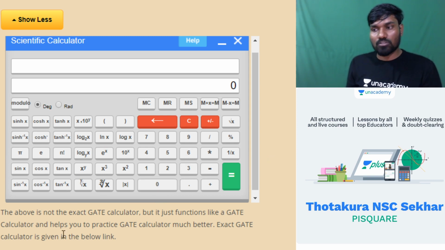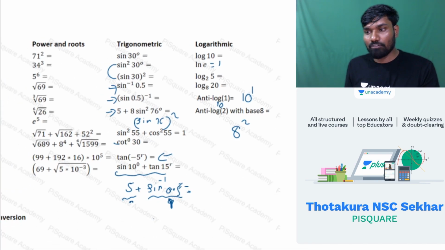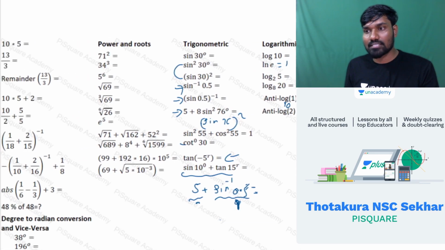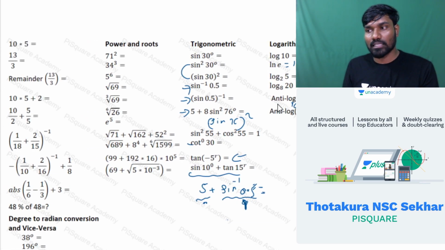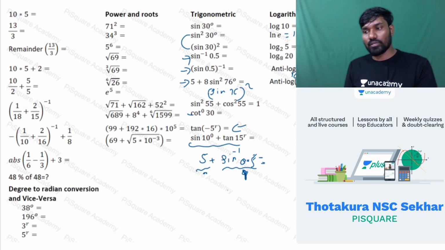What are the scopes of it? What is the not scope? What we can do? What we cannot do? Everything I have discussed. If you can clearly perform these mathematics, if you can perform, that's it. You will be mastering the GATE virtual calculator.